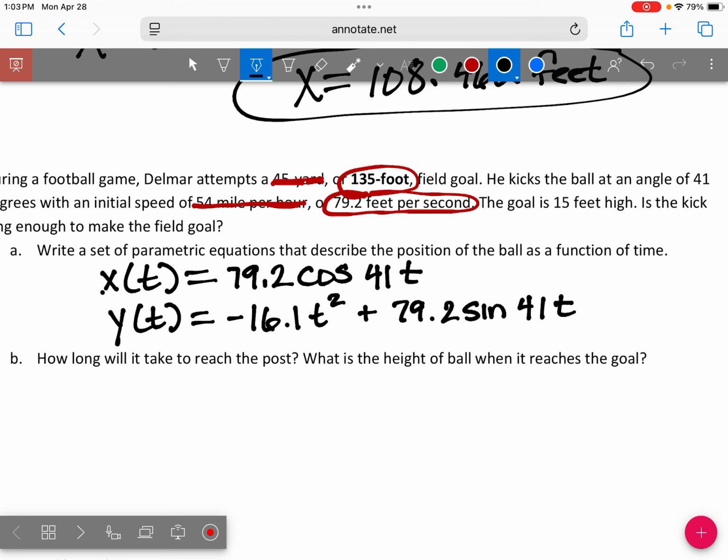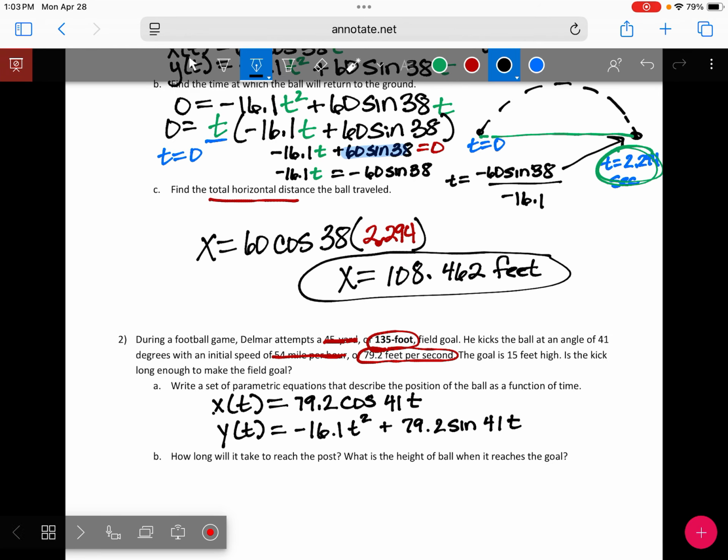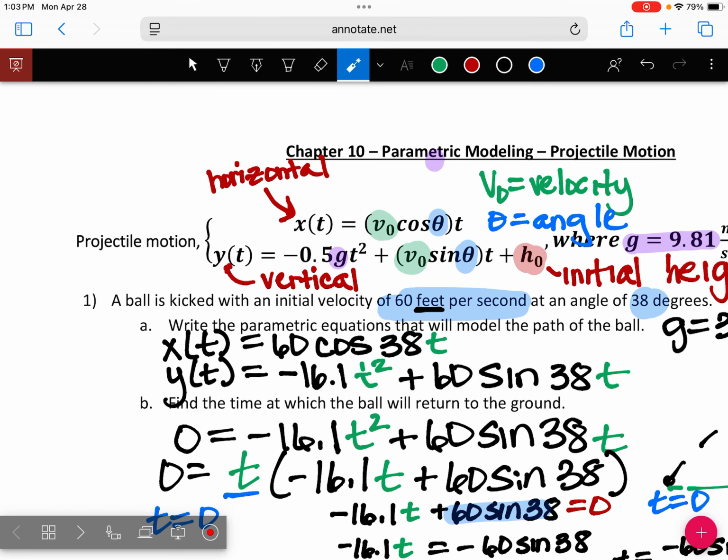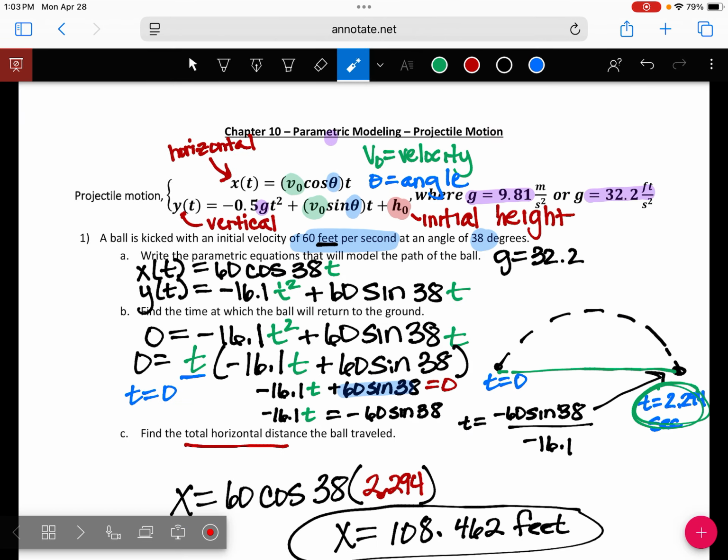You got your hand up? Yes. Why do you divide 32.2 by 2? So if you look at the equation at the top, do you see how it says take g times negative 0.5? So you're always going to take the gravity times negative 0.5. And I don't know if I said this, but everything that you see right here is on the test.